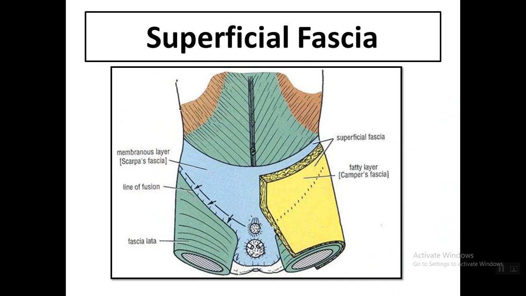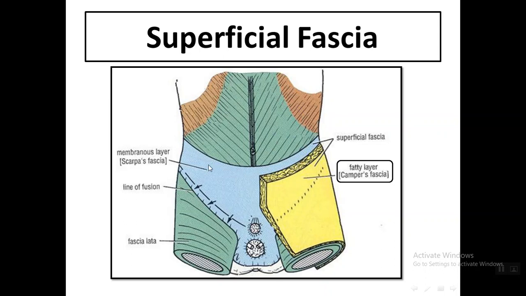If we study the superficial fascia and deep fascia, here is the anterior abdominal wall, superficial fascia of the anterior abdominal wall. Superficial fascia is divided into two layers, a superficial fatty layer and a deep membranous layer. The fatty layer is continuous from that of the abdomen to that of the lower limb; this is the same layer, the fatty layer.